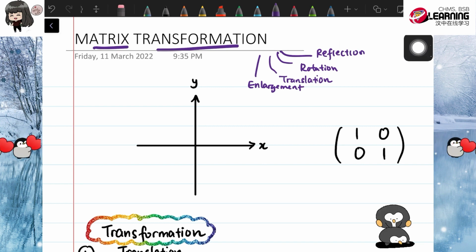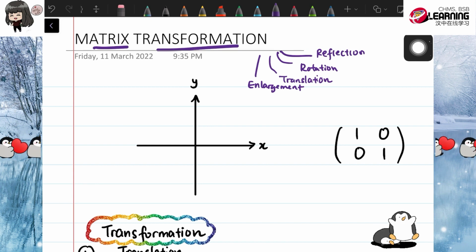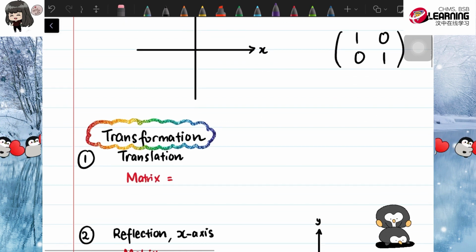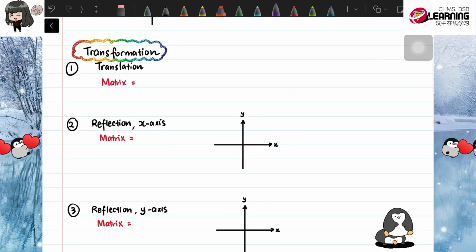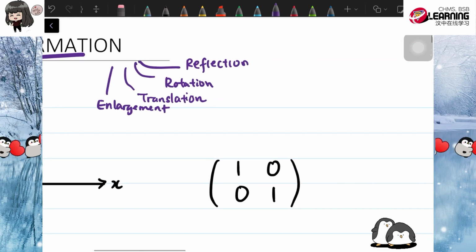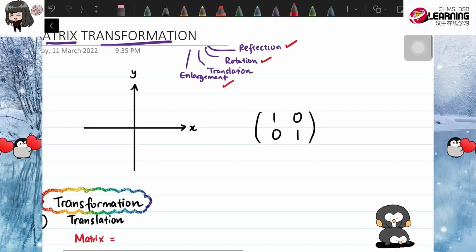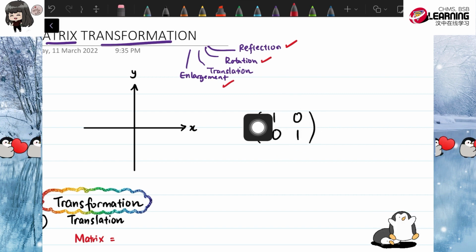All of the transformations related to these 4 have their own matrix. They can be represented by a unique matrix. They all have a different matrix, but they all have the same size, 2 by 2. For reflection, rotation, and enlargement, they have matrices that are 2 by 2, but they are unique. Unique as in they all have different values of the 2 by 2 elements.